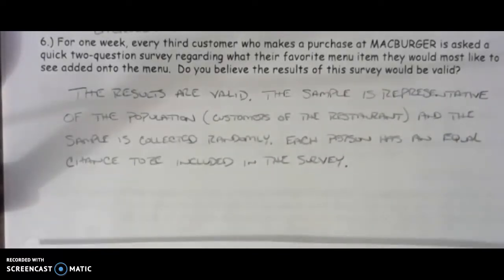The sample is representative of the population, which is customers of the restaurant. And the sample is collected randomly. Each person has an equal chance to be included in the survey. Okay, and so that's what you're going for when you want to try to make a survey. Is it completely random? Is it representative of the population? And does everybody have an equal chance to be included in the survey? Always avoid bias when collecting your data.